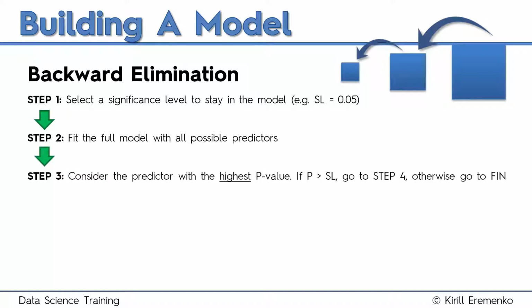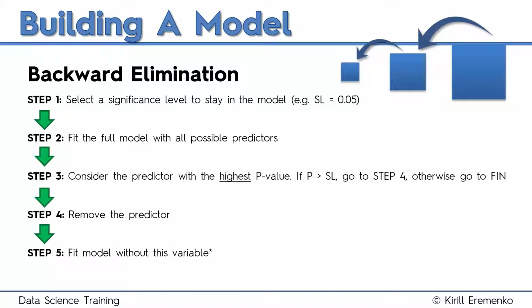Step three, you consider the predictor with the highest p-value. Remember those p-values that we talked about, in any software you can see them. So after you fit the model, you'll see the one with the highest p-value. If p is greater than your significance level, then you go to step four. And step four is you have to remove that predictor. So you remove the variable that has the highest p-value.